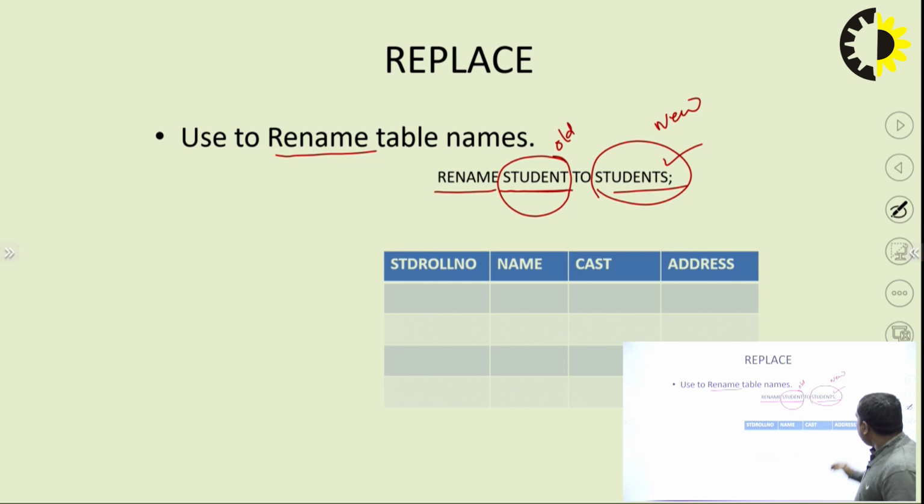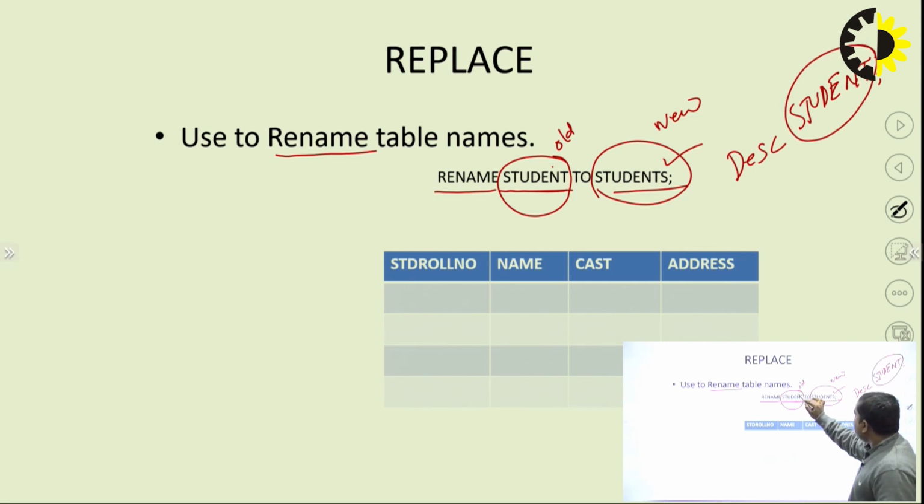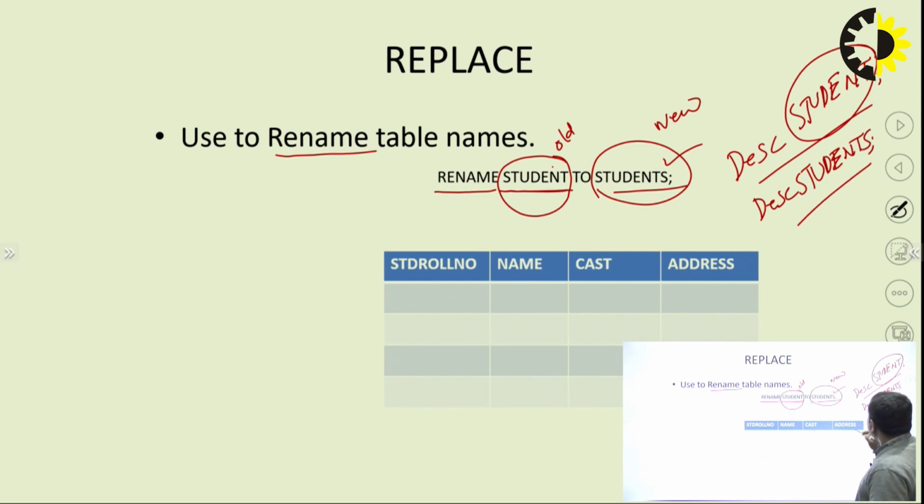Now if we want to describe the table student, what will happen? Because this table is not there, the name has been changed, it will not return any schema. So what do we need to write? We need to write students, and then only we will get the schema for this relation, because we have renamed it to the new name.